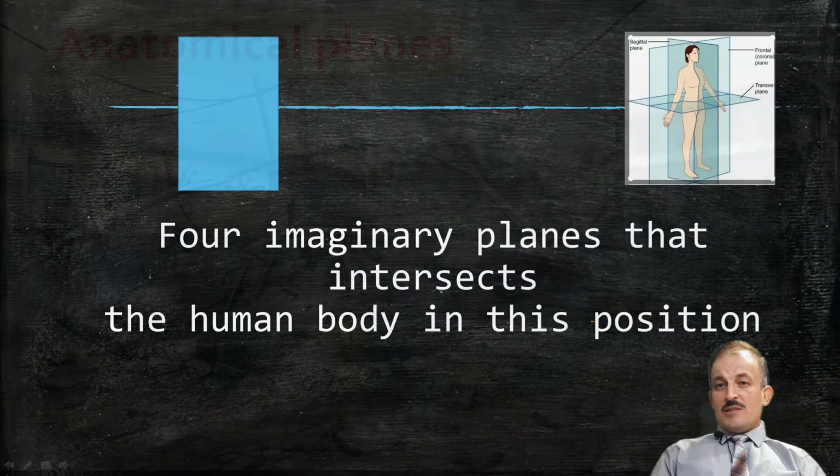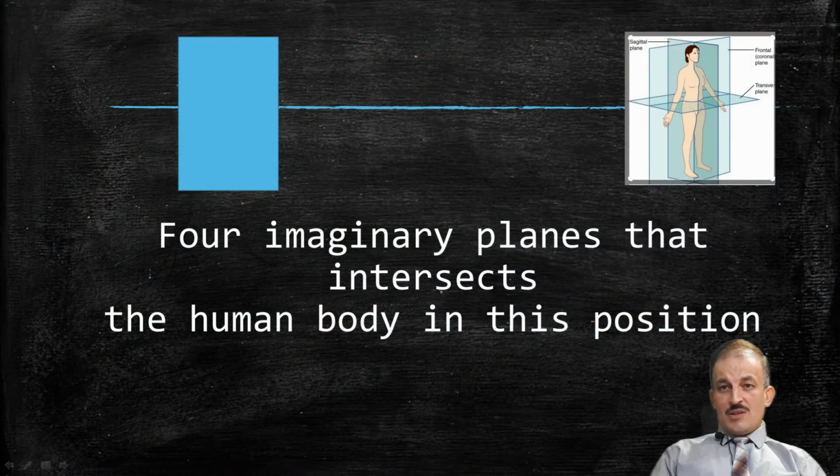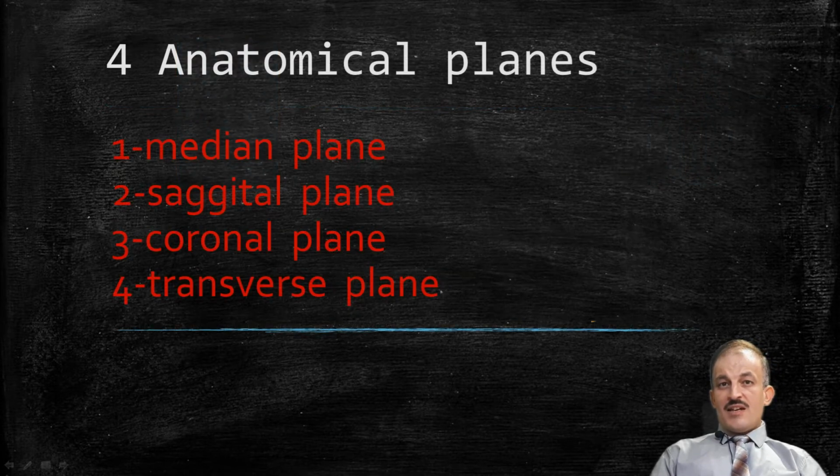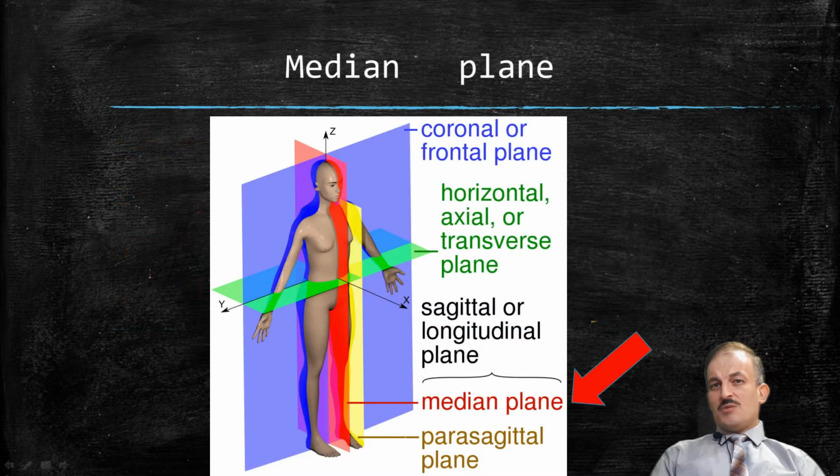We have 4 imaginary planes that intersect the human body in the standard anatomical position. They are the median plane, sagittal plane, coronal plane, and transverse plane. The most important one I would like to mention is the red one, which is the median plane. This plane divides the human body into 2 symmetrical halves.